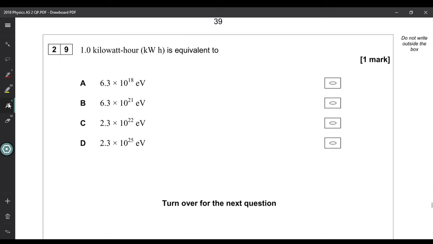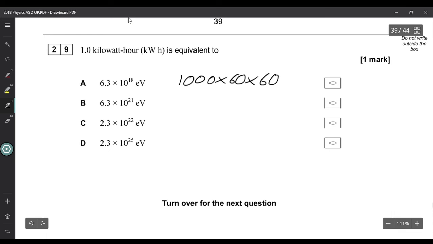Question 29 asks us what a kilowatt hour is equivalent to in electron volts. So the first thing we need to do is put that kilowatt hour into joules. So we can say that 1 kilowatt hour is 1000, because it's 1 kilowatt, and it's a kilowatt hour, so we've got to multiply it by 60 by 60 because we want to get it in seconds.